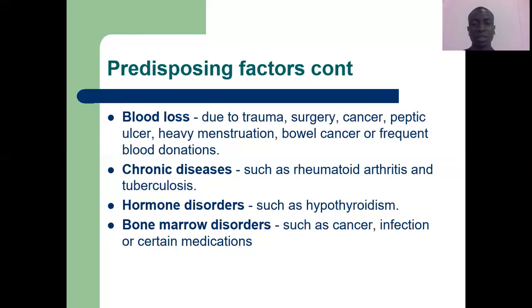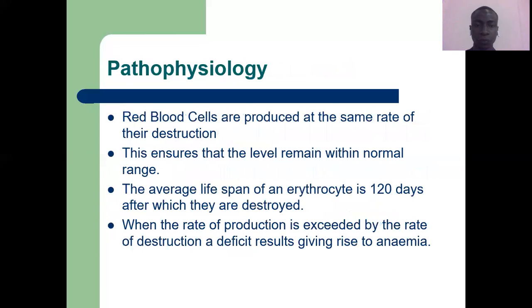Chronic disease such as tuberculosis and also rheumatoid arthritis can also predispose somebody to have anemia. Hormone disorders such as hypothyroidism can also predispose somebody to have anemia. Bone marrow disorders such as cancer, infections, and certain medications which suppress the bone marrow, you can end up having anemia.